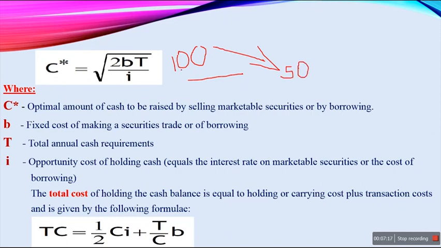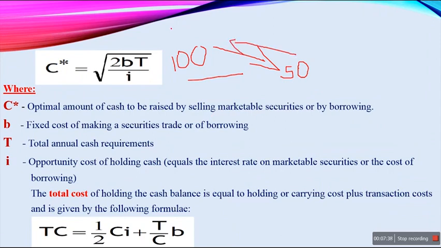So if the amount of 100,000 goes below 50,000, what the organization does is that they sell off any marketable securities that they are holding, and when they sell them off in the security exchange, then they are able to acquire more cash and raise the amount back to 100,000.